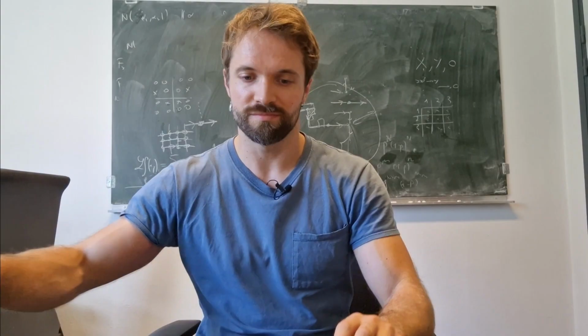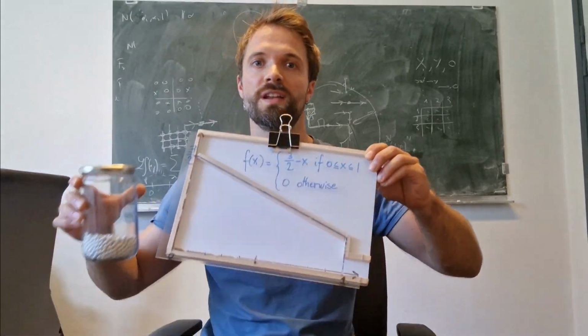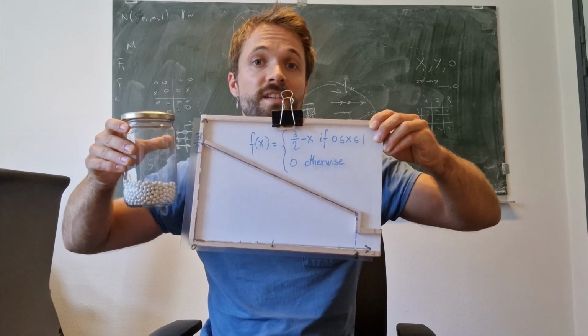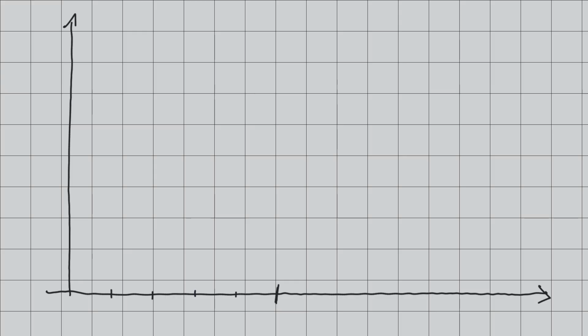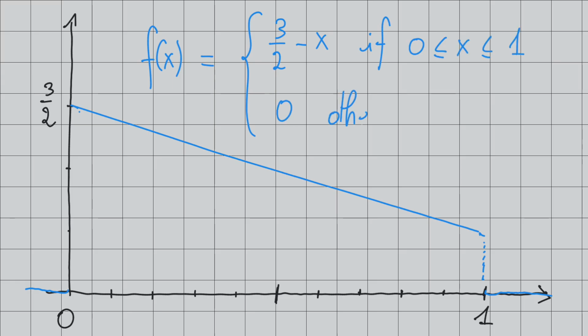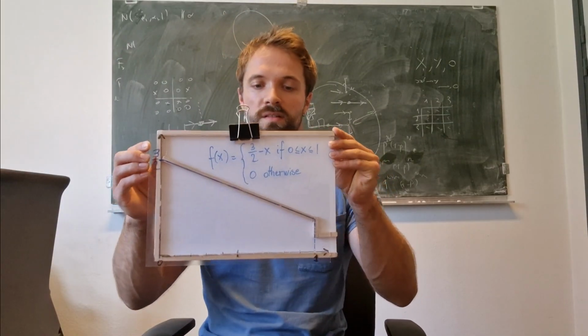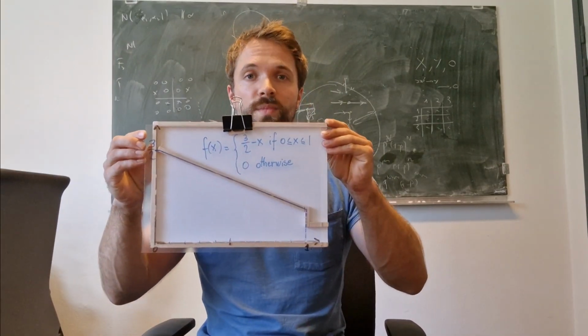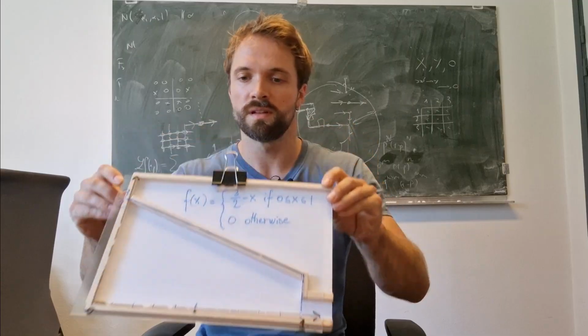Okay, so now let me show you a device that I designed to illustrate the idea that I explained in this video. Here, I have chosen a specific density function f, where f of x is 3/2 minus x whenever x is between 0 and 1, and f of x equals 0 otherwise. I'll let you check that this is indeed a PDF. Okay, so this is the outline of my pile of sand.